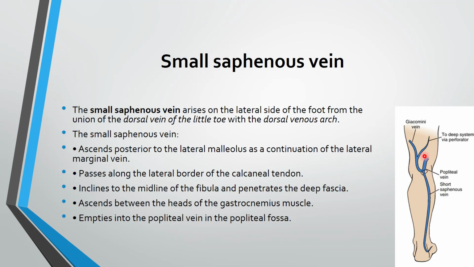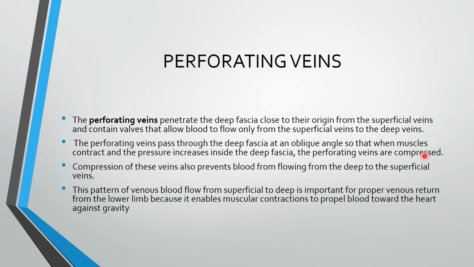Remember this thing, this is small saphenous vein. Now there are several perforating veins which are penetrating the deep fascia close to their origin from the superficial veins, and they contain the valves that allow the blood to flow only from the superficial vein to the deep vein.